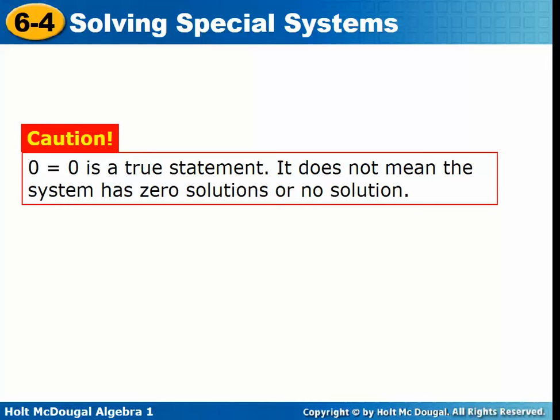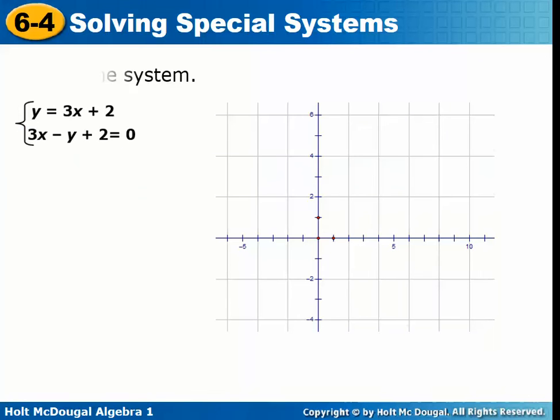You could also graph that. Also, this is just a warning. 0 equals 0 is true. It does not mean that there's 0 solutions or no solutions. 0 equals 0 is a true statement, and there's infinitely many.